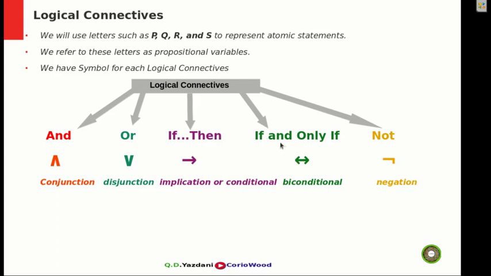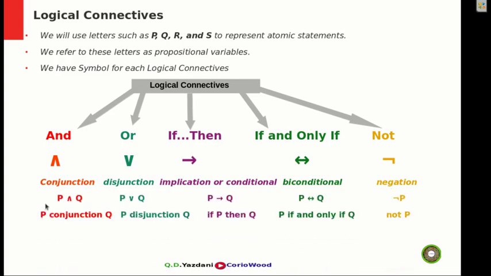And the fourth one, the double-headed arrow, we say if and only if, and in mathematics we say biconditional. And the last one is this horizontal segment and vertical segment joined together, which is not in plain English, and in mathematics we call this negation. So we read this as P conjunction Q, P disjunction Q, if P then Q, or P implies Q, P if and only if Q, and not P, or negation P.